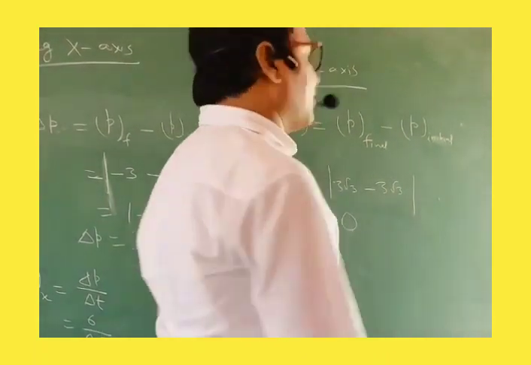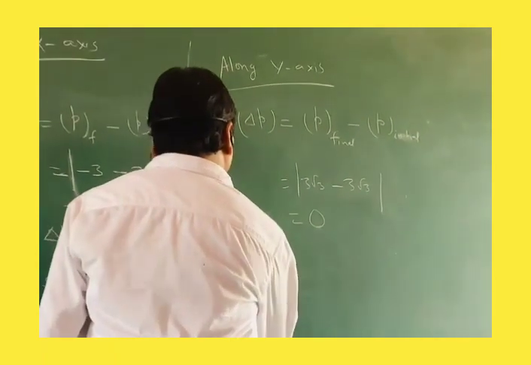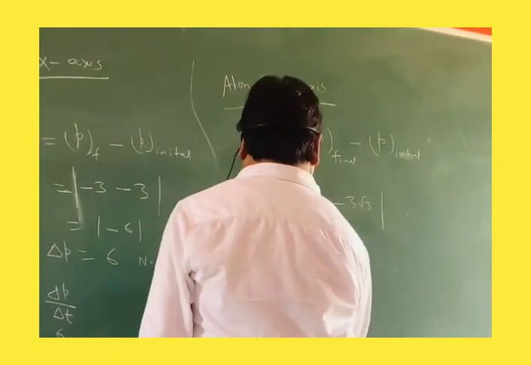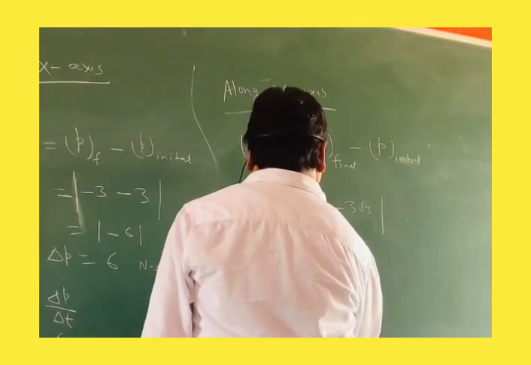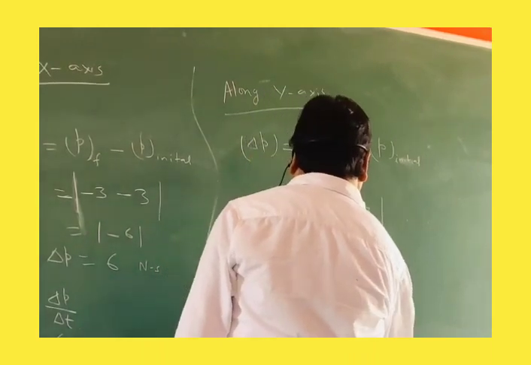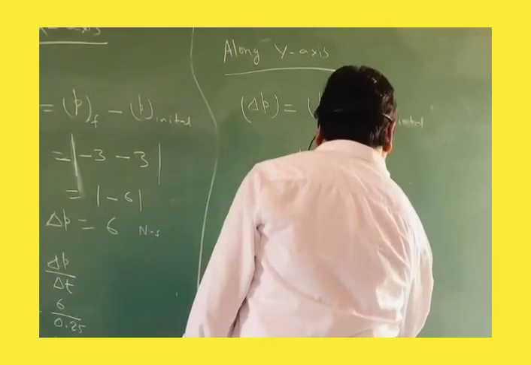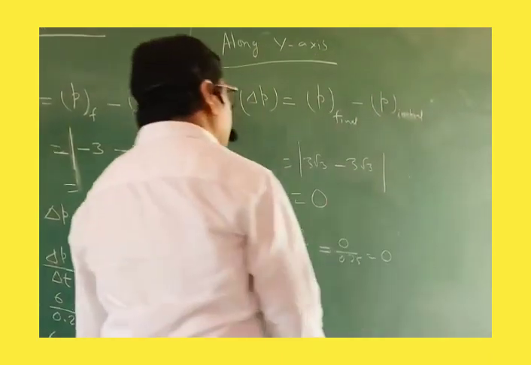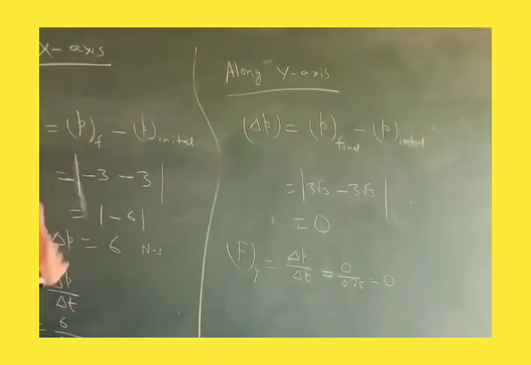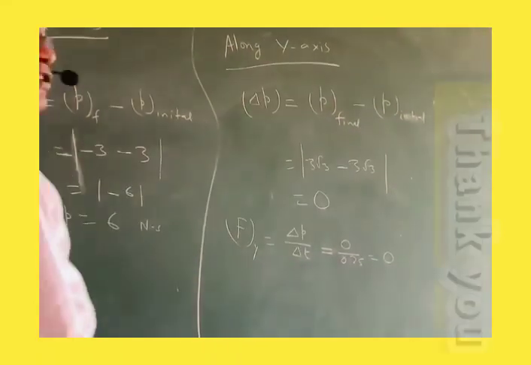So if no change in momentum, the force along y-axis will be how much? Delta P by delta T. So it is 0 upon time, that is 0.25. So it is 0. So no force is acting along y-axis. Only force is along x-axis, and that is 24 Newton.